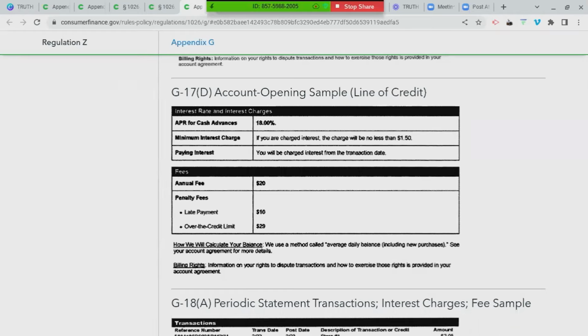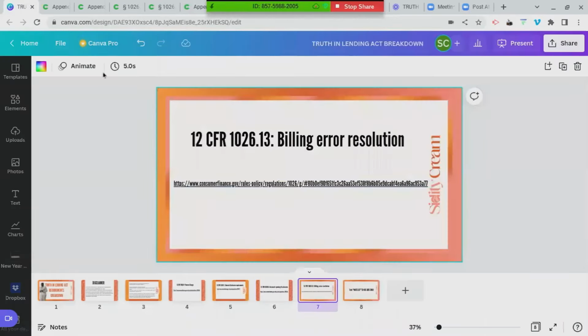So let's move on to billing error, right? With the billing error resolution. This is what you all have been seeing me talk about over my YouTube channel. And again, this information is for educational purposes only. You all will try to crucify me and hold me to the cross, but it's all good.